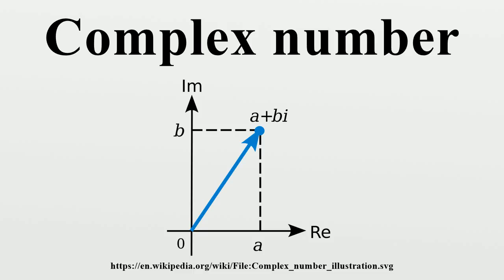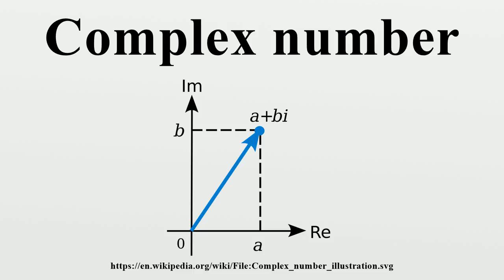Definition: a complex number is a number of the form a plus bi, where a and b are real numbers and i is the imaginary unit, satisfying i² equals -1. For example, -3.5 plus 2i is a complex number. The real number a is called the real part of the complex number a plus bi. The real number b is called the imaginary part of a plus bi.